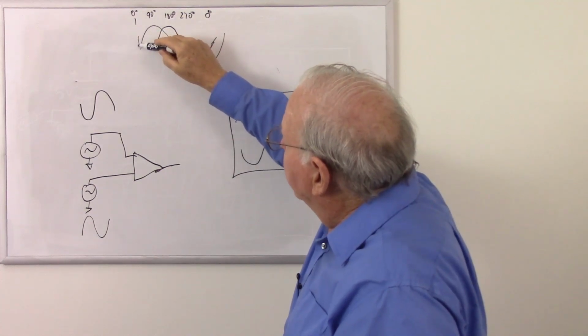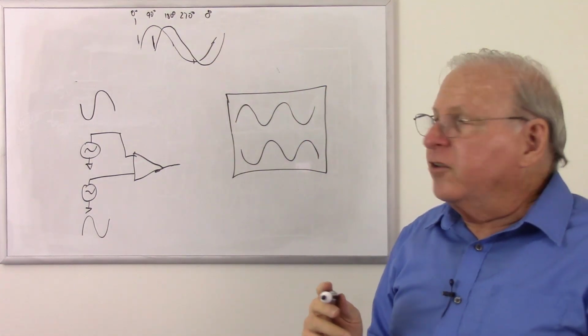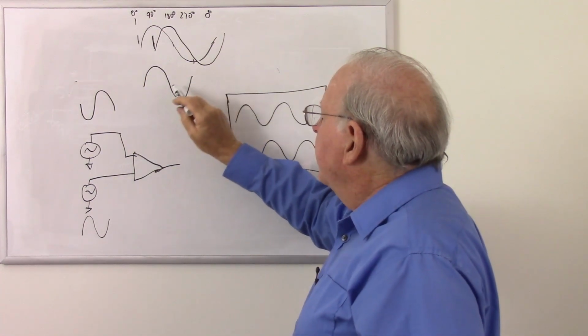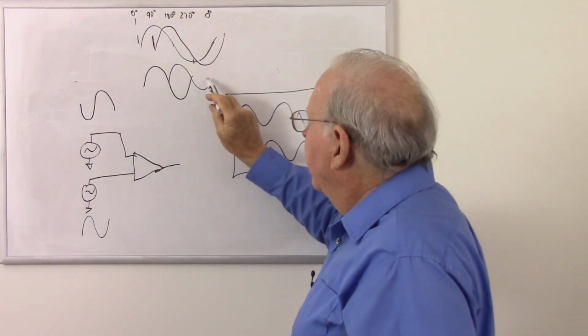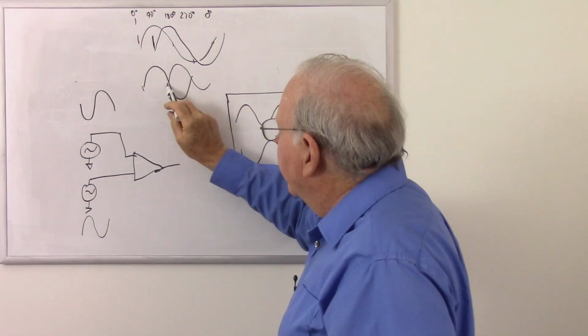So this one starts at 0 degrees and this one starts at 90 degrees. Well, those are out of phase by 90 degrees. So let's do that again. Here's the first wave, and the second wave is starting here. And so therefore it goes down and up there. Maybe I could draw that a little better here.